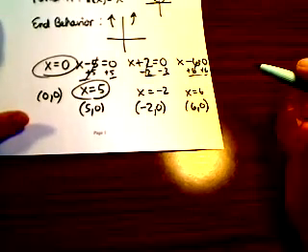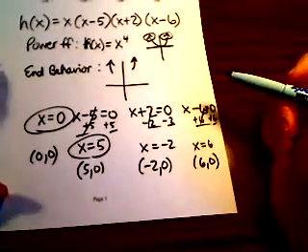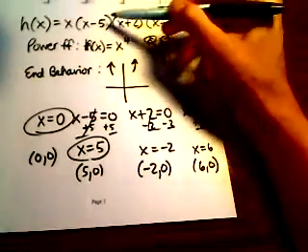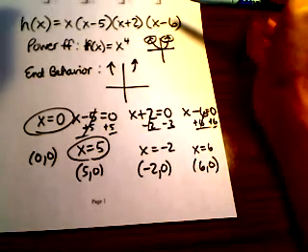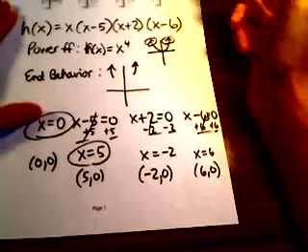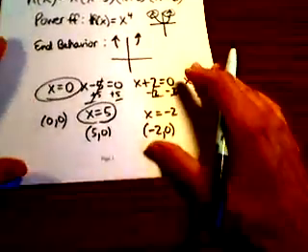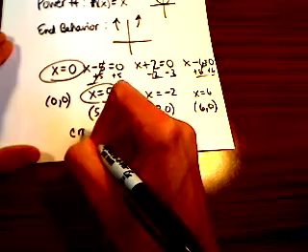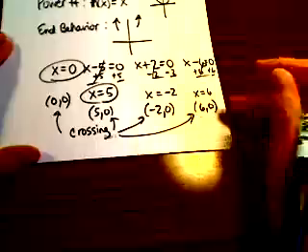Okay, and so you could potentially eliminate some graphs based on that. Also, another property of these graphs that we can use is that we can look at the power on each factor and determine whether the graph is going to touch or cross at that zero. So if it's an even power, then it's going to touch at the zero and go back up or down wherever it was. It's not going to cross the x-axis. If it's an odd power, then it's going to cross. So all of these have powers of 1, and so all of these are odd, and that means all of these are going to be crossing. So we're crossing at (0, 0), (5, 0), (negative 2, 0), and (6, 0).